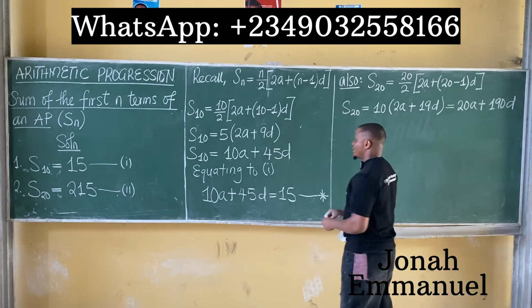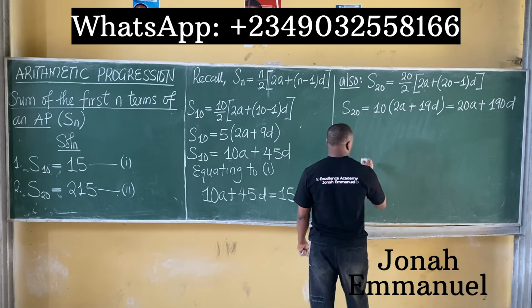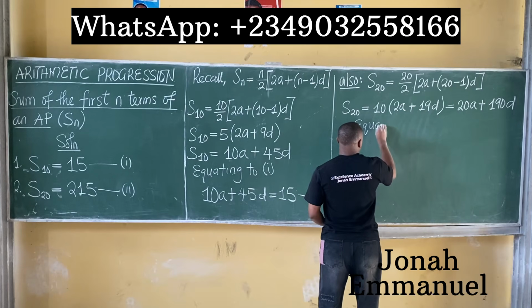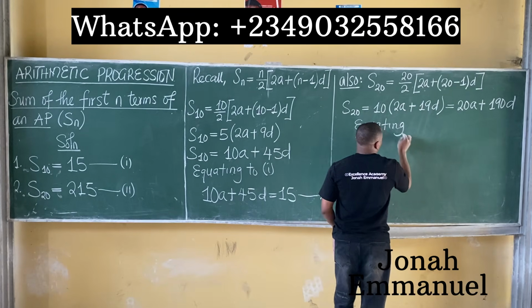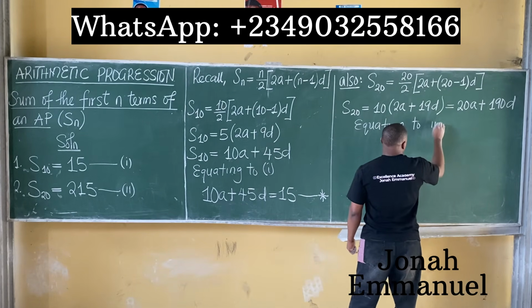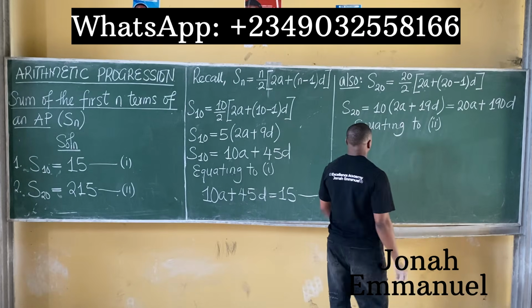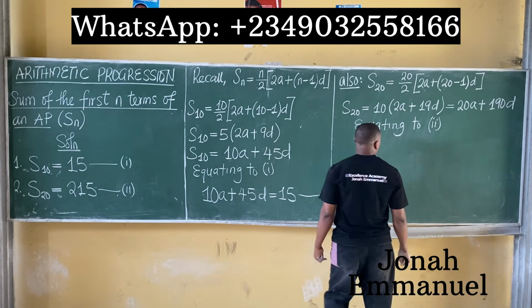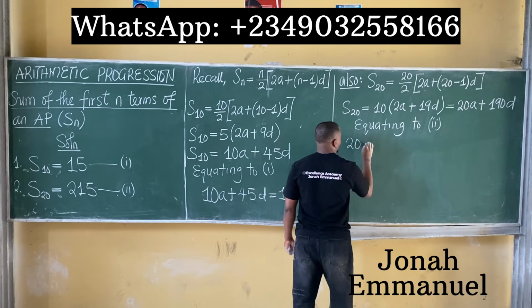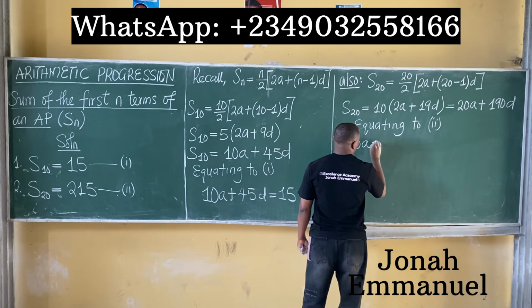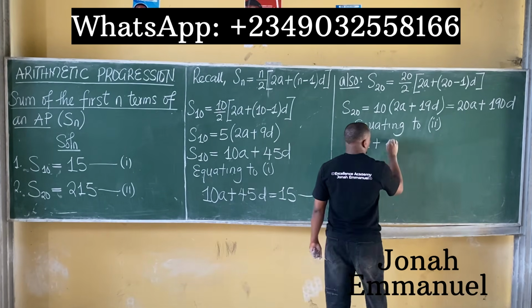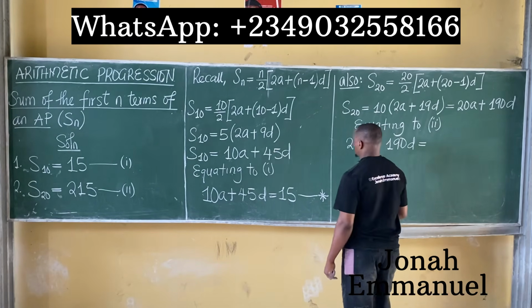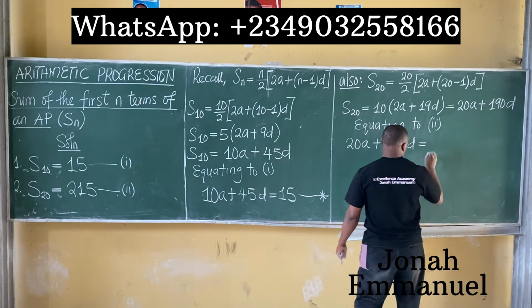At this point, we can now equate this to equation 2. Equating to equation 2, we have this one here, S20, which is this: 20a plus 190d is equal to S20, which there is 215.